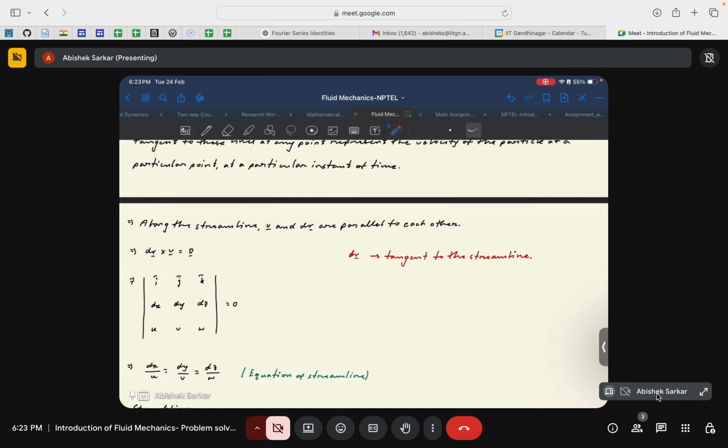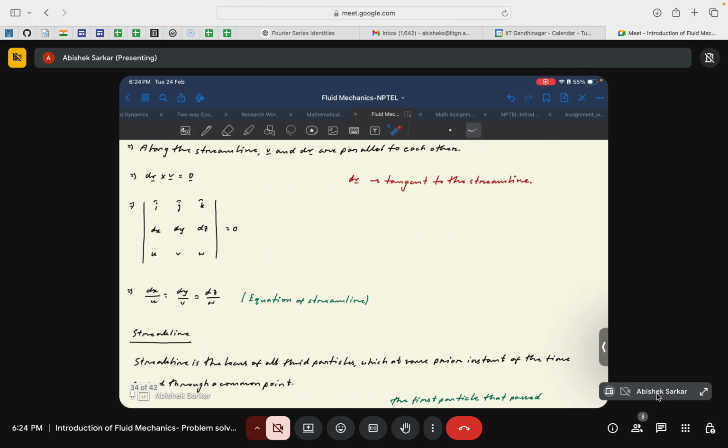So along a streamline, the velocity field vector, that is v, and the position vector would be parallel to each other. So we can write dr cross v is equal to 0 because they are parallel to each other, or we can expand this cross product and write it in this form. If you solve this, you will get an equation of this form, that is dx by u is equal to dy by v is equal to dz by w, which is the equation of streamline.